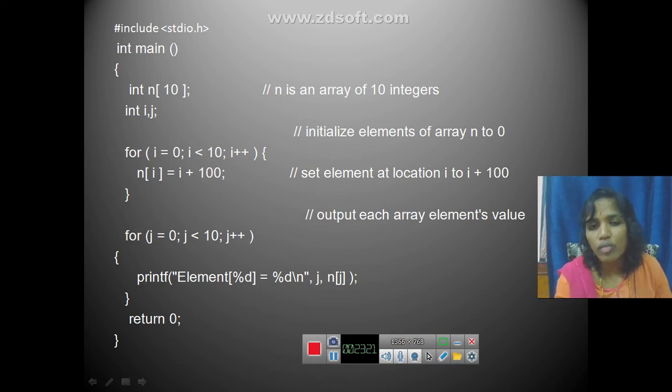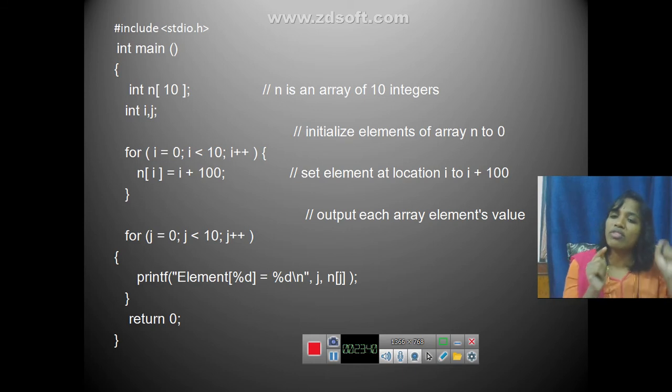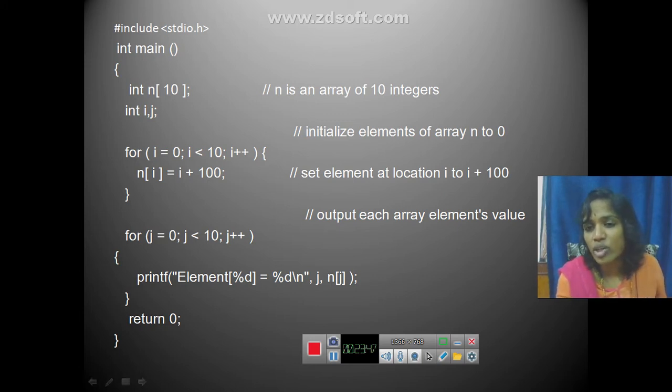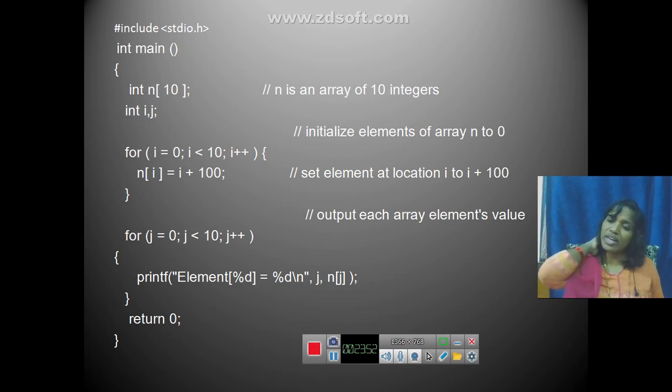And 3, 103. 4, 104. 5, 105. 6, 106. 7, 107. 108, 109. Will it assign if the i value is 10? No, it will not go into the loop. You cannot access n[10]. You can work from n[0] to n[9]. Right? This is indexing. So at location i, you are assigning i plus 100.